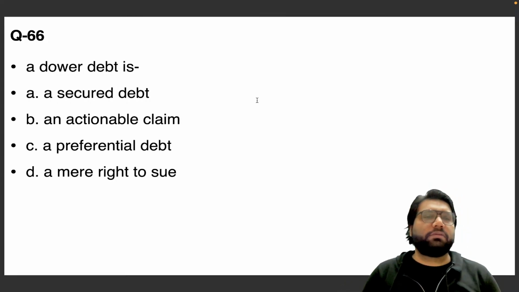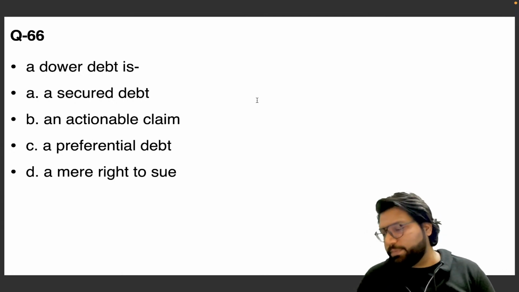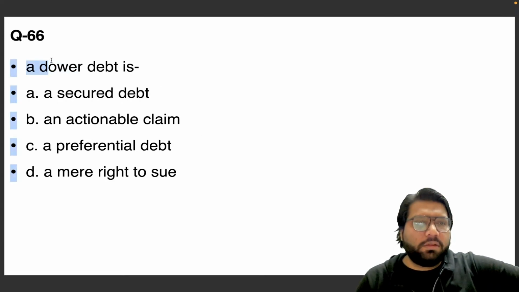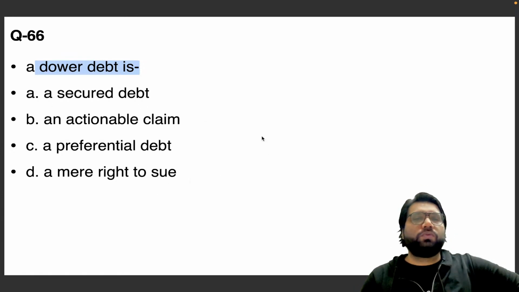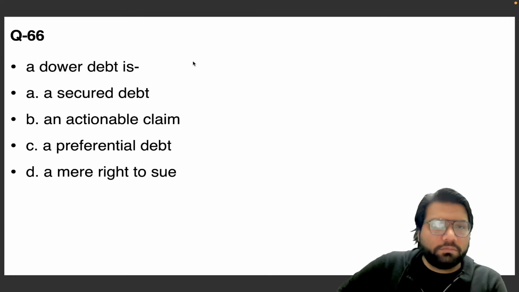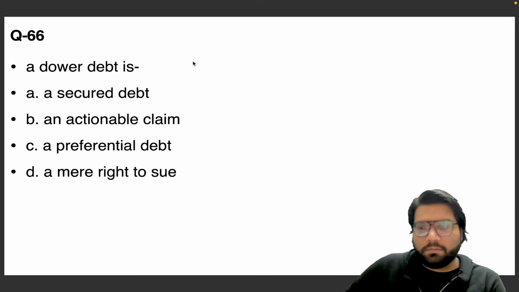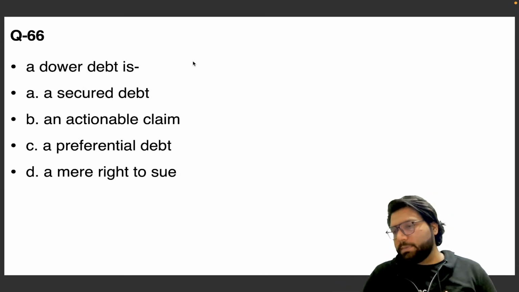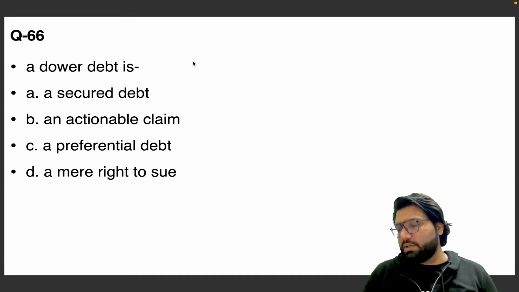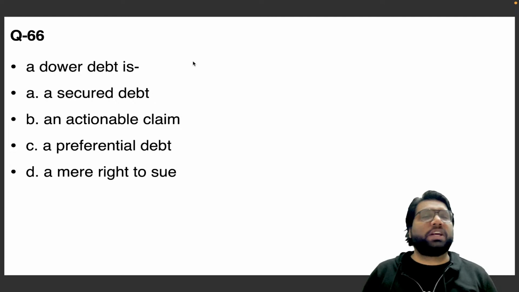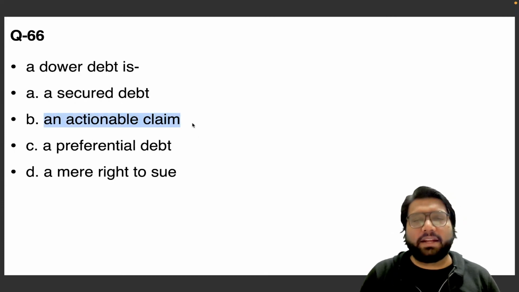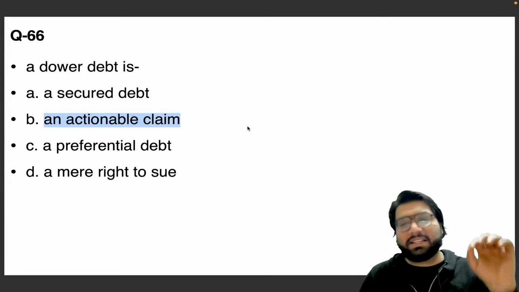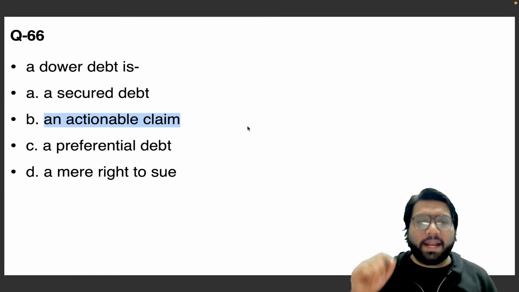A dower debt is. Choose the most appropriate option. This is a good question, students. This is completely conceptual. So, a dower debt is a secured debt, actionable claim, preferential debt, a mere right to sue. Ayush, first one to answer correctly. Kanika and Natasha, this is not a secured debt. This is unsecured debt and an actionable claim as well. So B is the correct answer. Always do remember, students, a dower is something which is unsecured debt and an actionable claim.